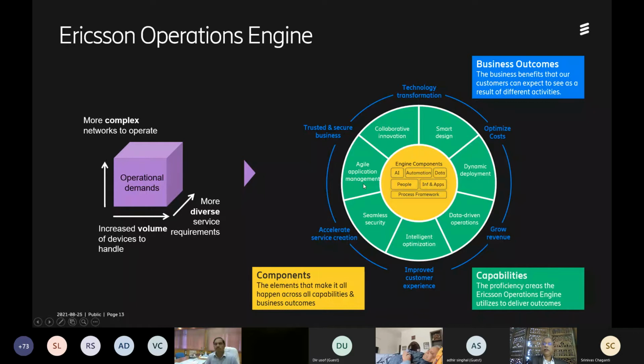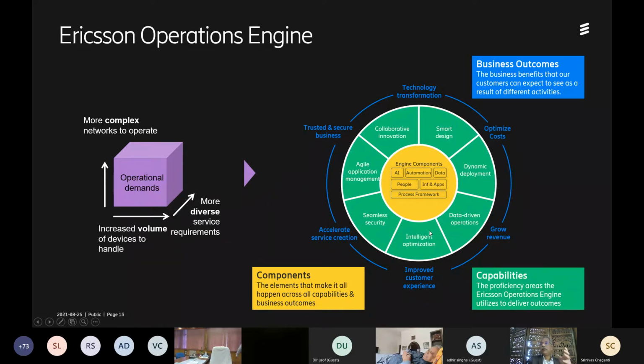And how do you really ensure security and empower trusted business? So with those, what you need to understand are a set of capabilities that need to come in, like, for example, smart design or an ability to deploy in a very dynamic way. We keep hearing about data-driven operations, intent-driven networking, etc.